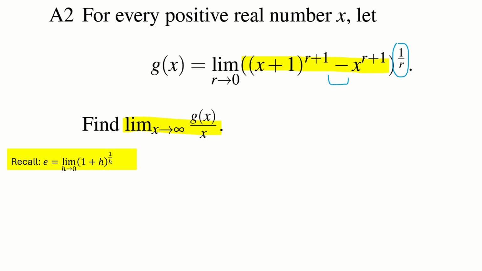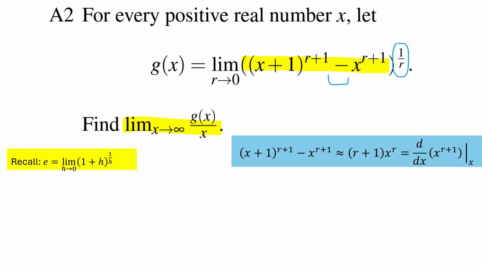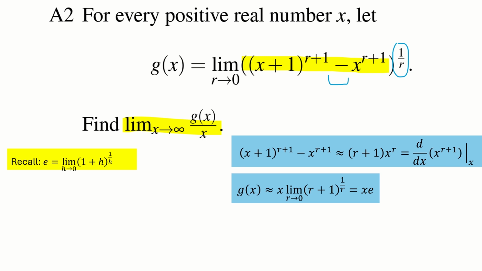Moving on, we can go further than our vague statement that e should show up somewhere by noticing that using a linear approximation for the derivative of x to the r plus 1, g of x is approximately equal to x times e. This isn't exact, but because the limit we actually want to find involves dividing by x and letting x go to infinity, that error is going to become insignificant, and g of x over x is going to be roughly e.